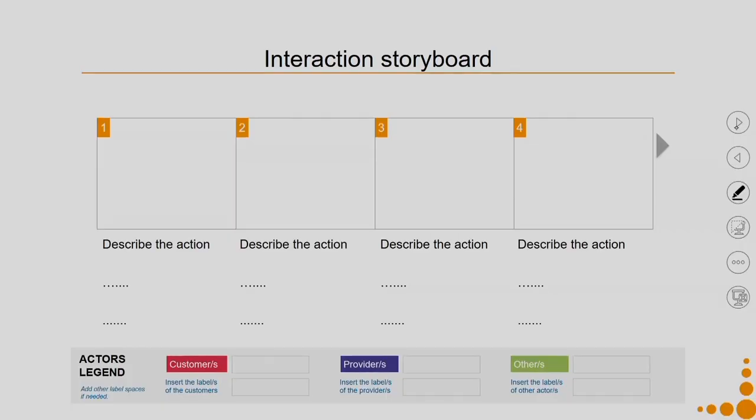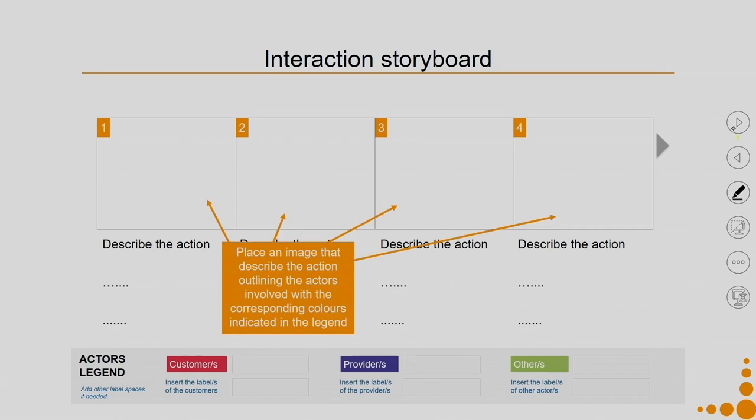In this particular stage, we will make the interaction board to show how the interaction will happen in our new design. So you will place an image that describes the action, outlining the actors involved with the corresponding colors indicated in the legend, and then you will describe the actions that they do. You can insert maximum 4 scenes, but you are free to add more. So this will clearly show me what the different actions happening over there are and how they are interacting.